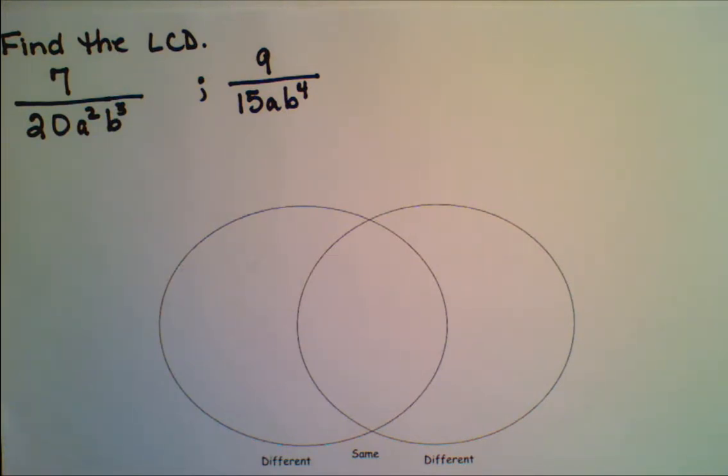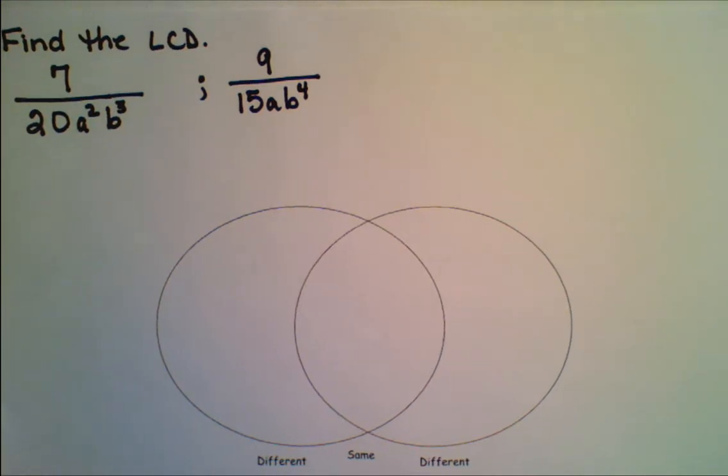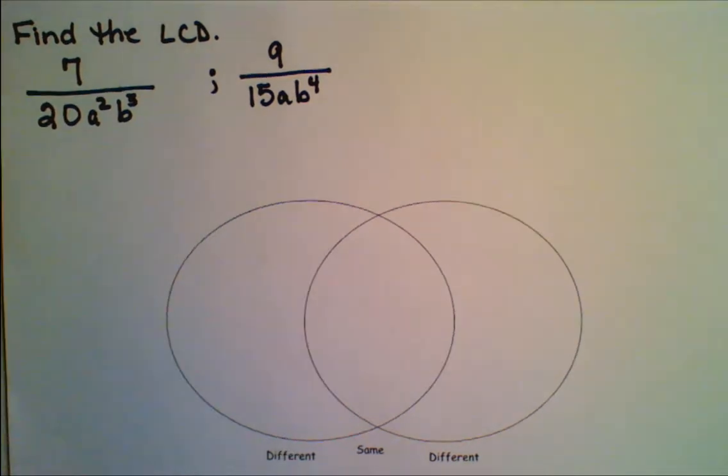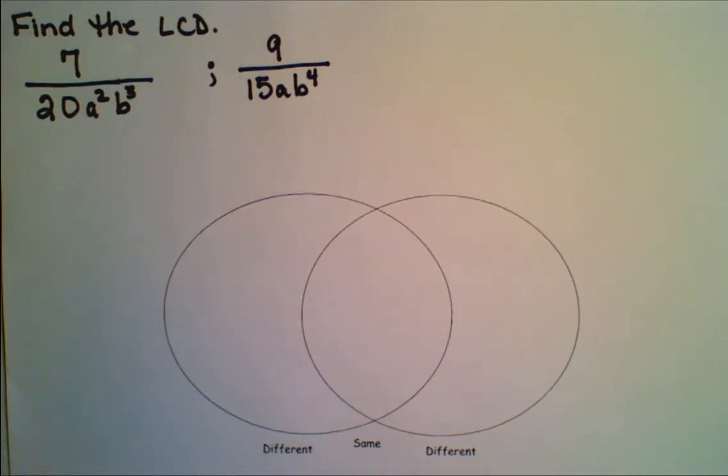Okay, so for this example, since it's asking us to find the LCD, our focus will be only on the expressions that we see in the denominator. Now, the numerator, we'll focus on that later as we do more examples with adding and subtracting rational expressions with unlike denominators. But for right now, let's focus on the denominator. So let's look at the first fraction.